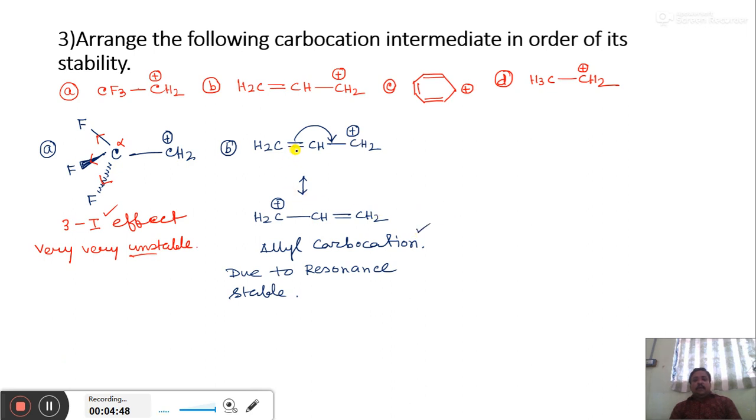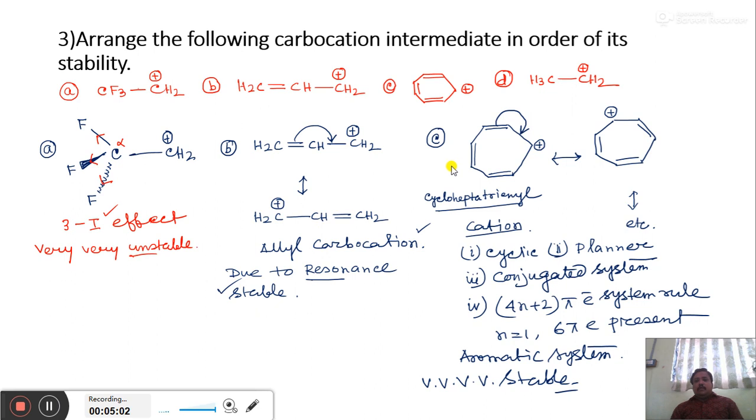It contains a pi bond. This pi bond shows resonance. These are the canonical structures of allyl carbocation. Due to resonance, this allyl carbocation is stable in nature. Carbocation C is cycloheptatrienyl cation. Here the plus charge is conjugated with the pi bonds of the system.